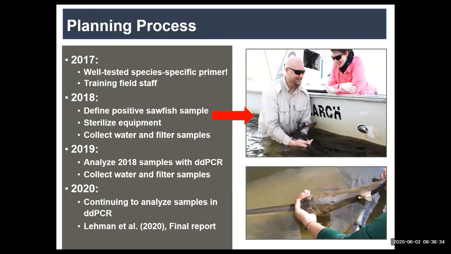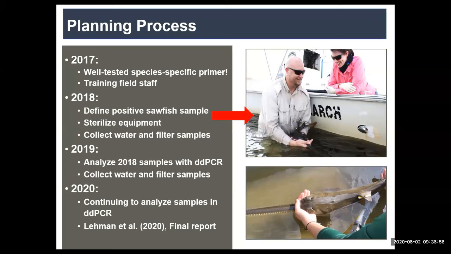The picture on the right shows that we went to a known nursery in the Caloosahatchee River, took a tub of water, stuck a live sawfish in that tub and proceeded to take samples to see what it would look like on an output graph. Throughout that year, we also sterilized our equipment, collected our water, and filtered those samples.